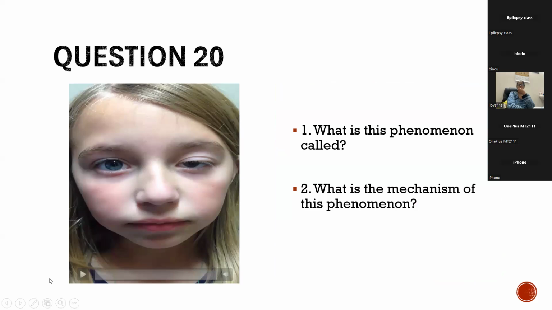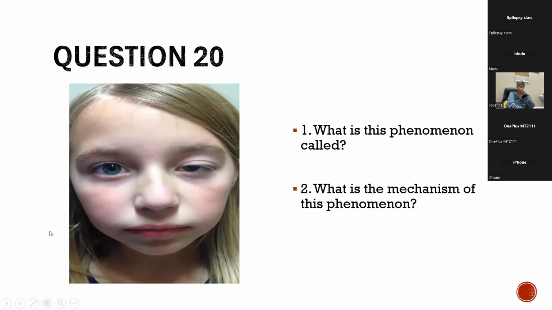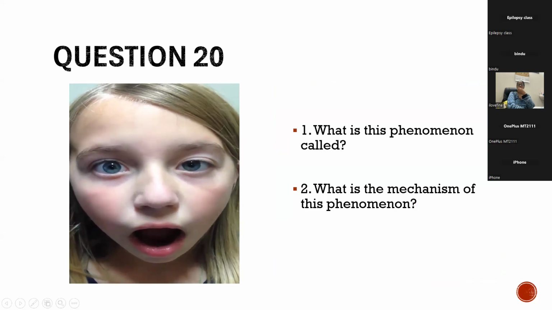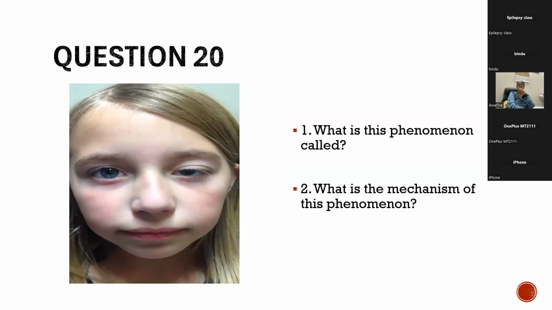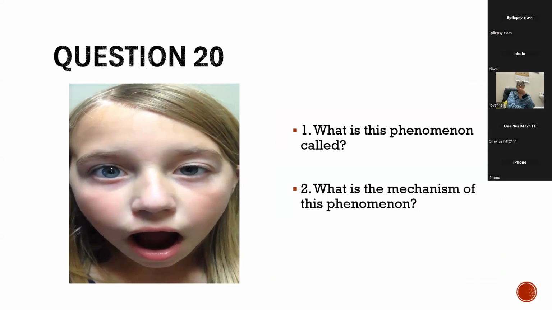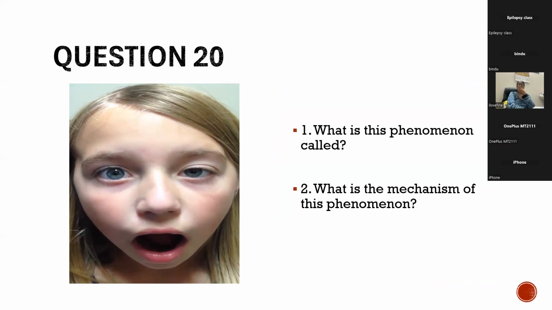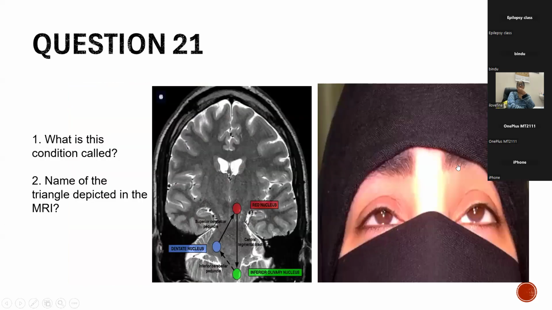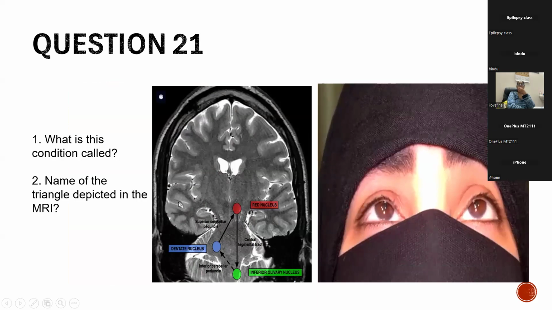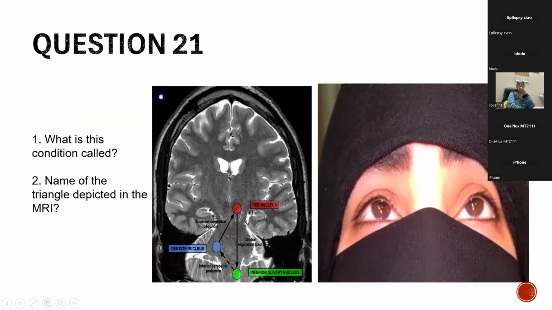Question number 20. What is this phenomenon called and what is the mechanism of this phenomenon? Question number 21. What is this condition called? Name the triangle depicted in the MRI.